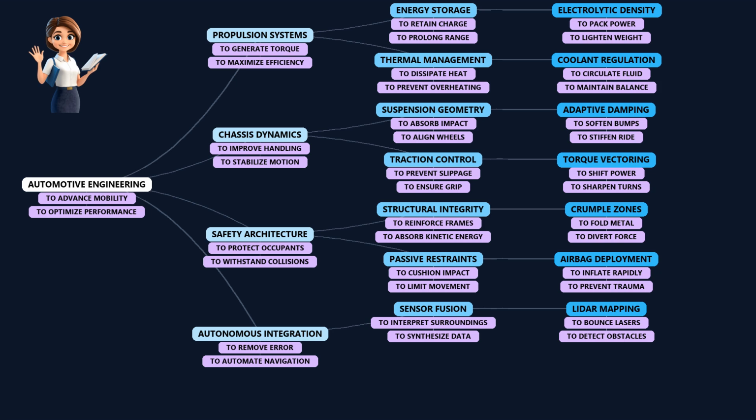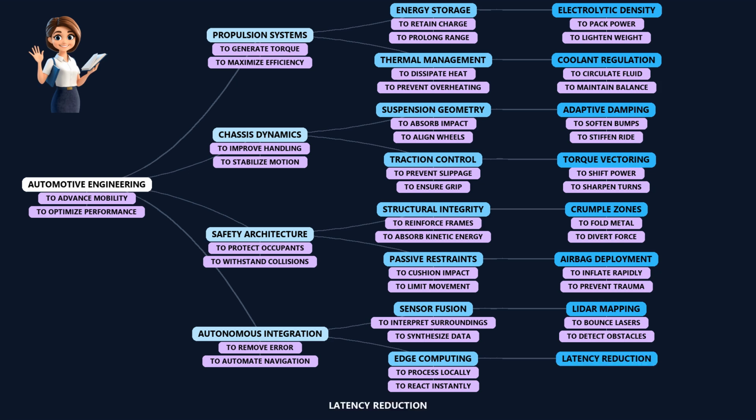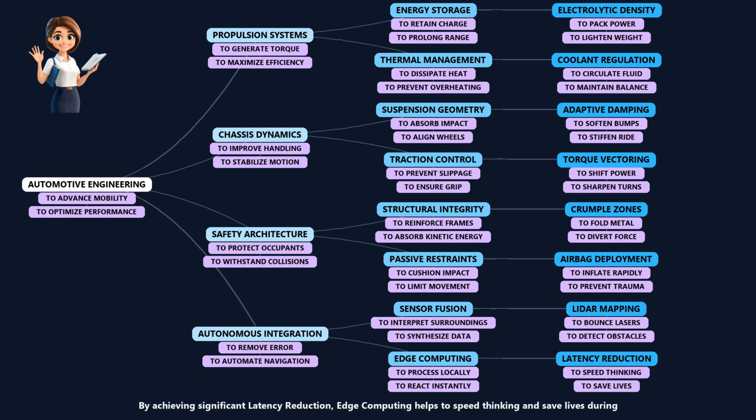Edge computing. Edge computing is a high-tech layer of autonomous integration used to process locally and react instantly to road hazards. This means the car has a super-fast computer inside, so it doesn't have to wait for the internet to think. Latency reduction. By achieving significant latency reduction, edge computing helps to speed thinking and save lives during emergency maneuvers. To put it simply, we are making the car's brain react in a tiny fraction of a second.